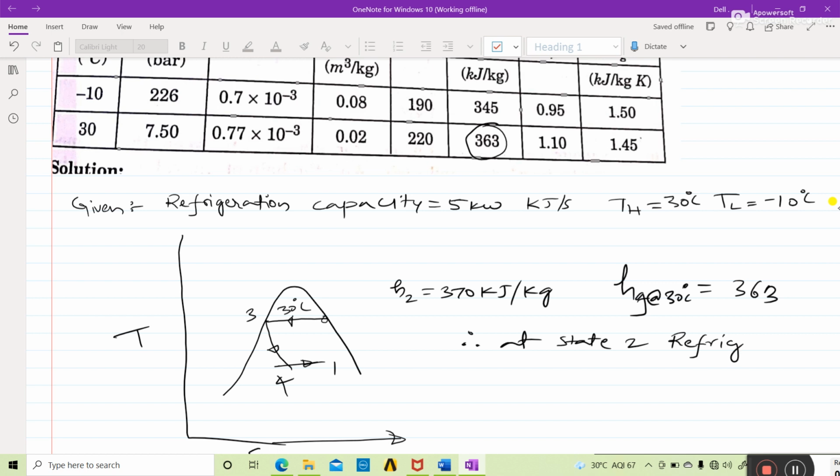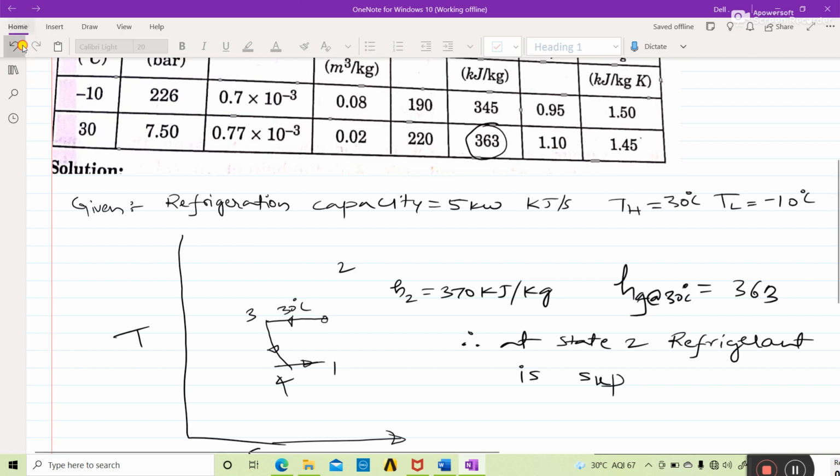Therefore it is superheated. State 2 will come somewhere here, and 2 to 3 will be like this. 1 to 2 will be like this. 1 to 2 is the compression process.